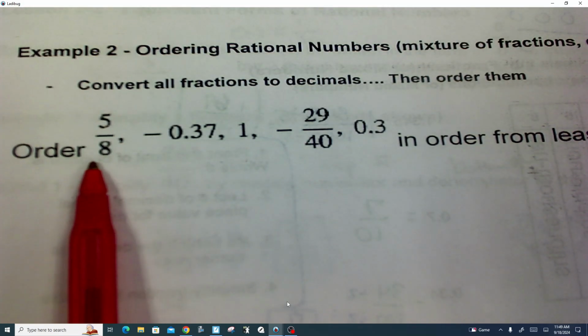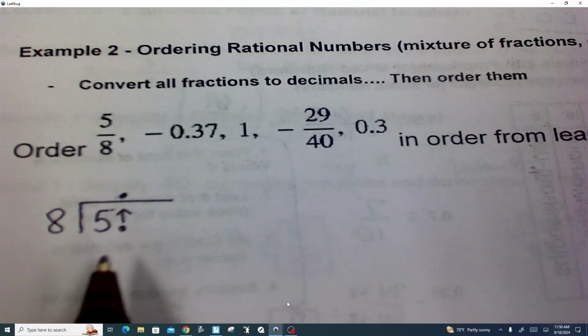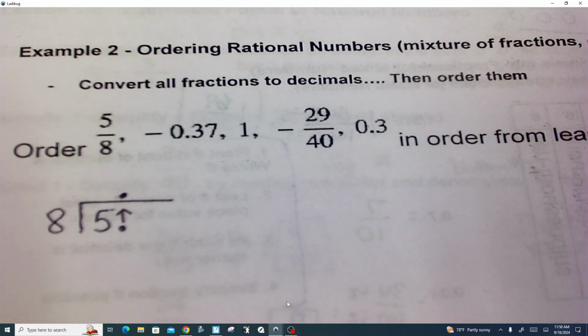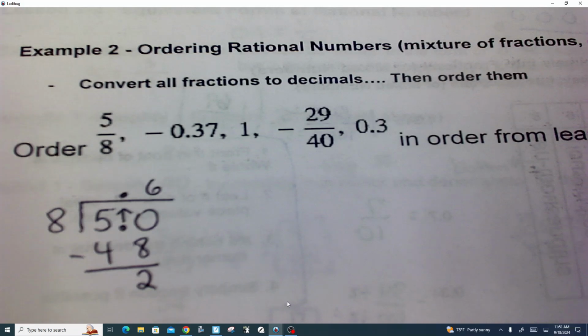Why don't we just turn the fractions into a decimal? Put your numerator inside, denominator goes outside. Obviously, 8 can't go into 5, so I'm going to add the decimal. Make sure you pop it up top, and now we can hang the 0 on it. 8 goes into 50 6 times. So we get the 48, and that gives us 2 left over.